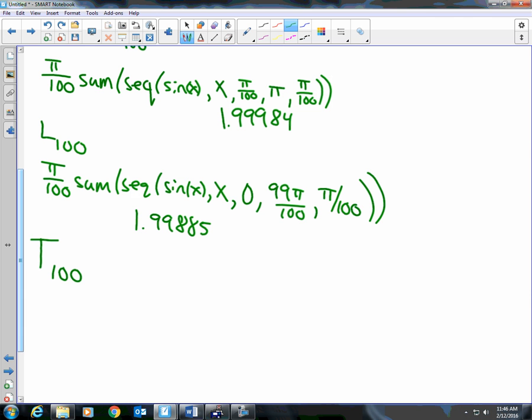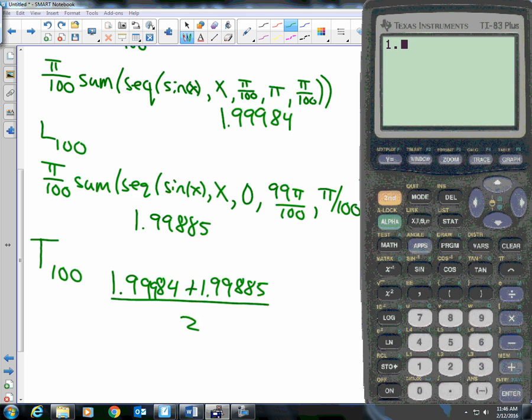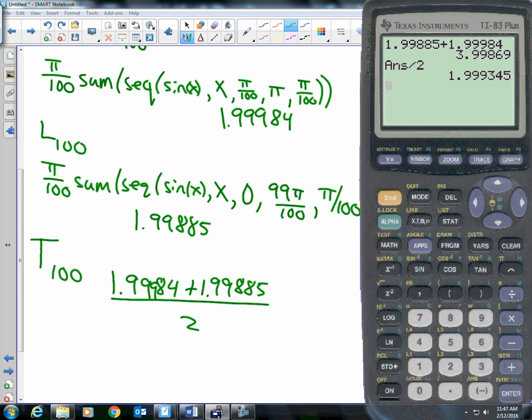How would you do trapezoidal sum? Add them together, divide by 2. 1.999984 plus 1.99885. Divide that by 2. 1.999345. And I'll tell you on the test how far you should round it out to.